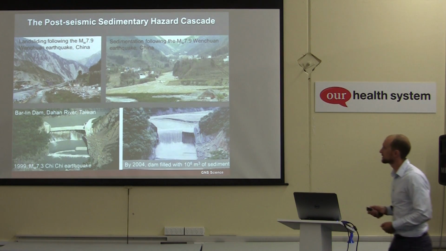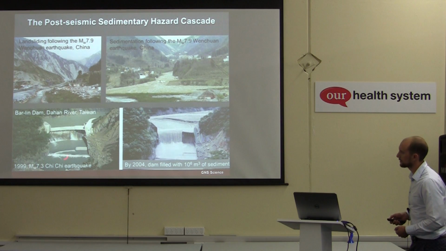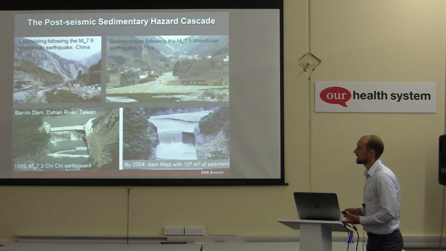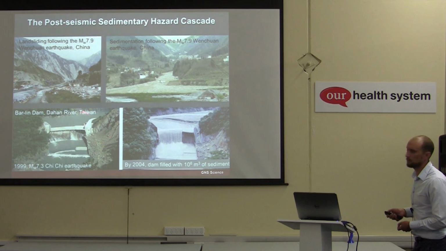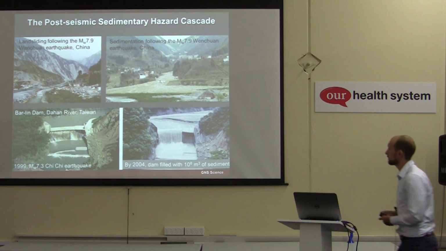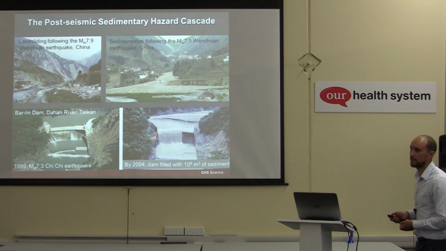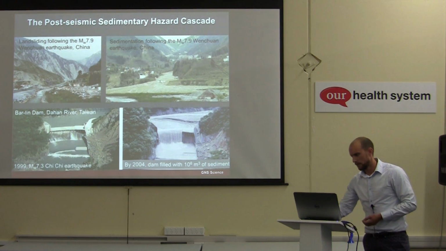Just to give you an idea of the magnitude, we'll go to the 1999 magnitude 7.3 Chi-Chi earthquake. And here's a dam before the earthquake. And then about 5 years after the earthquake, we've had 10 million cubic metres of sediment flux through the system and completely fill the dam. So we're talking about significant volumes of sediment coming out of the Alps after these events.